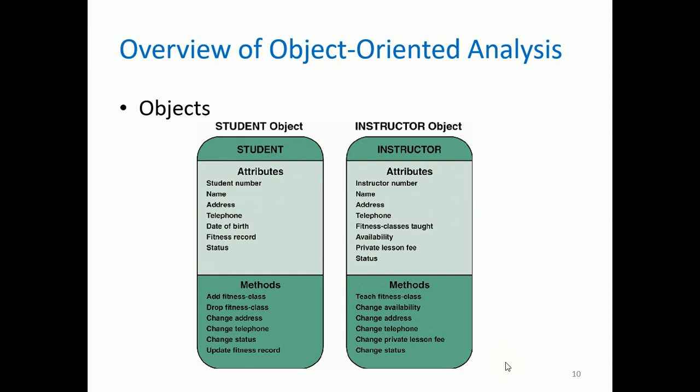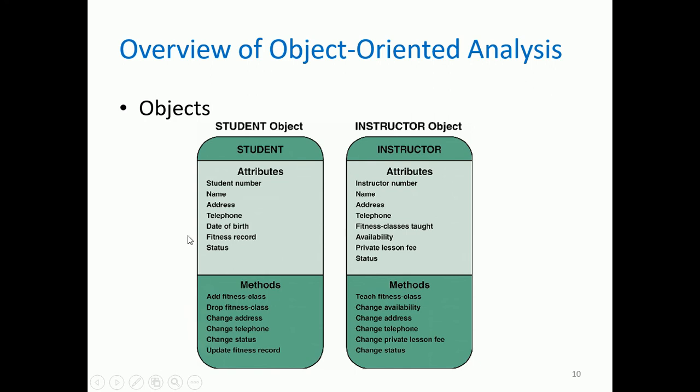So, aside from those objects, we have these two objects, the student and instructor object. As we can compare, there are objects that have the same attributes. So, what are the common attributes of the student and instructor objects? We have the name, the address, the telephone, and the status. And then, do they also have the same methods? They also have, such as change address, change telephone, and change status.